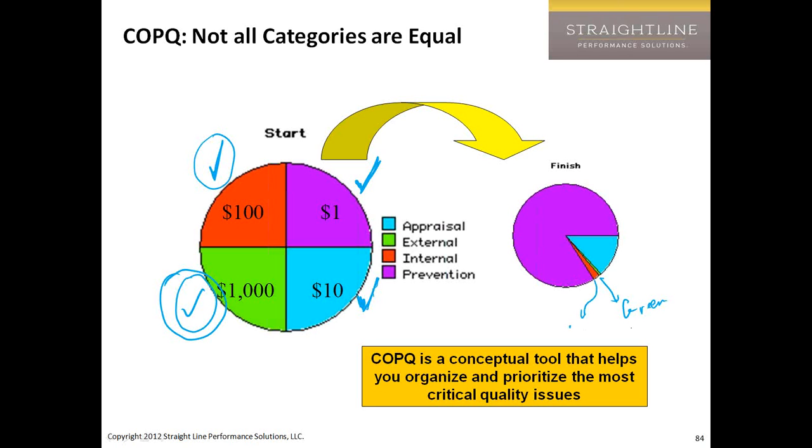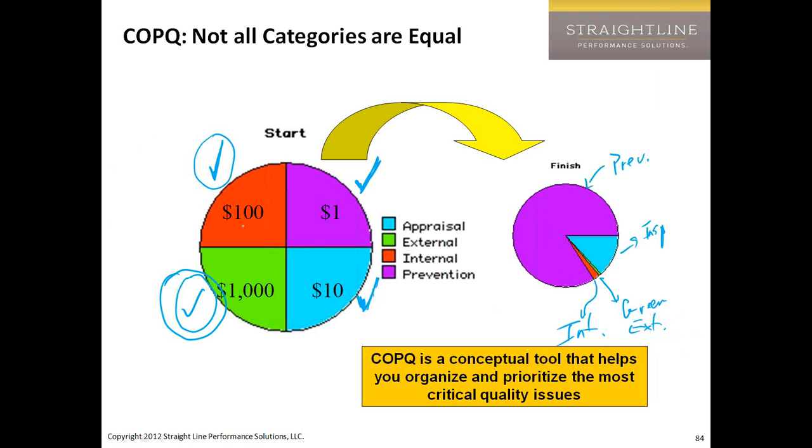That's the internal. That's the external. And there's the internal. So you can see external and internal failures, very rare. We are spending some money on inspection, but the bulk of our money is on prevention. Now, we may never get to this, but this is the concept that we're trying to work with, okay?